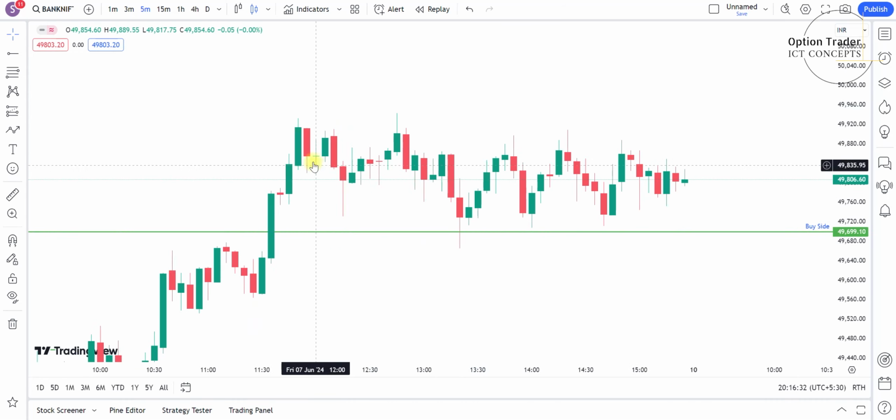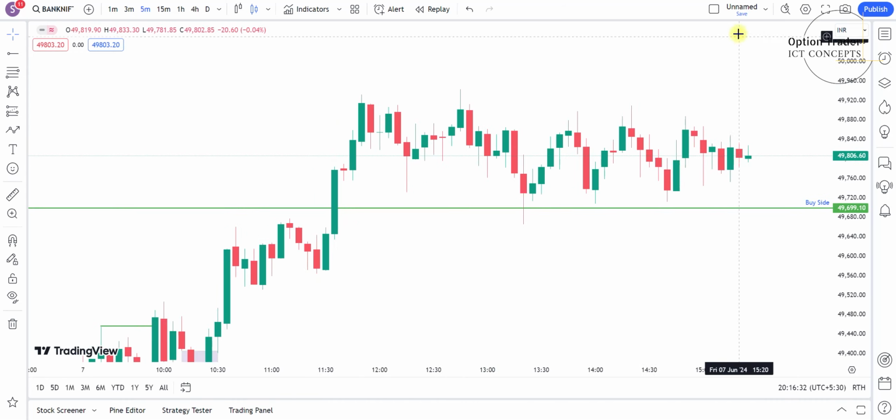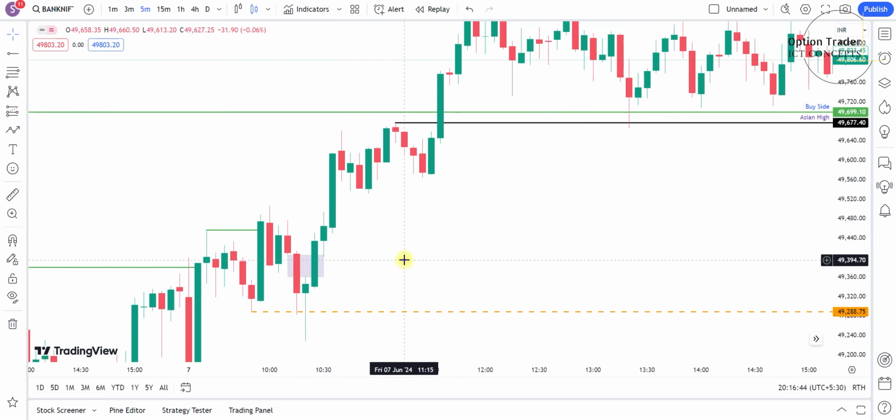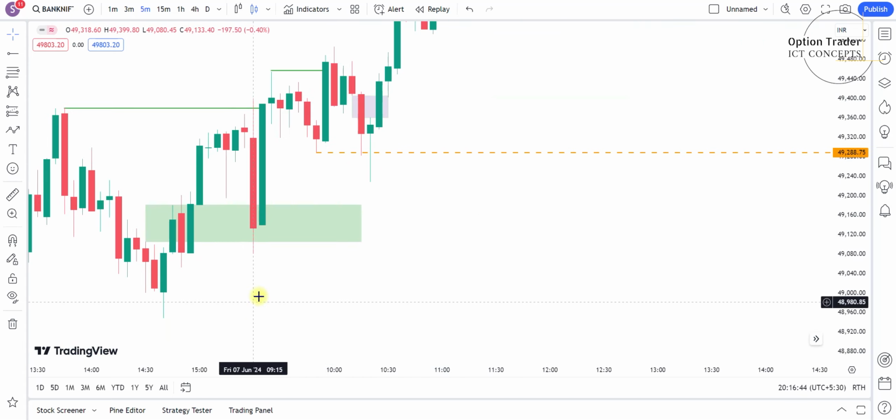Okay, so I marked my Asian high. This was the Asian high. As you know, 11:30 is when the Asian session gets over. So this was the high it created. The Asian low is over here. Let it be. I mean here, let it be. I'm not marking that now.